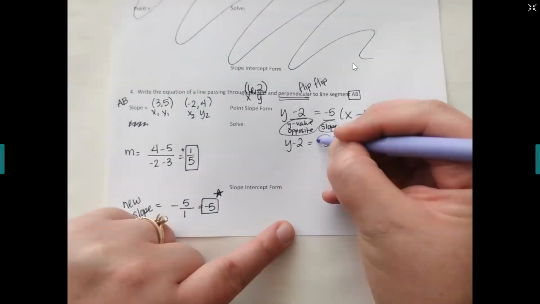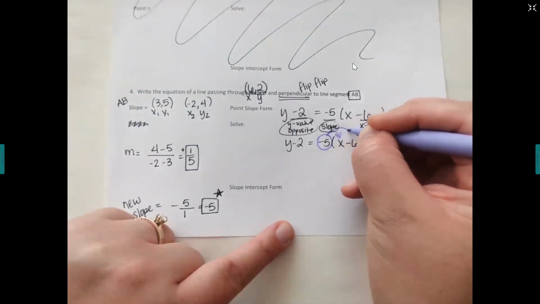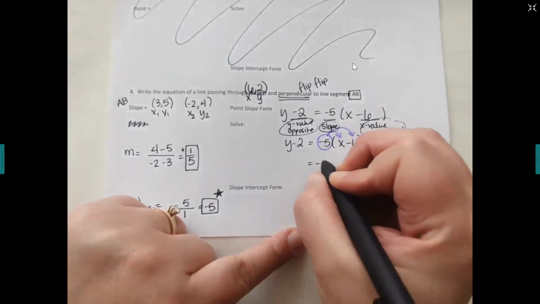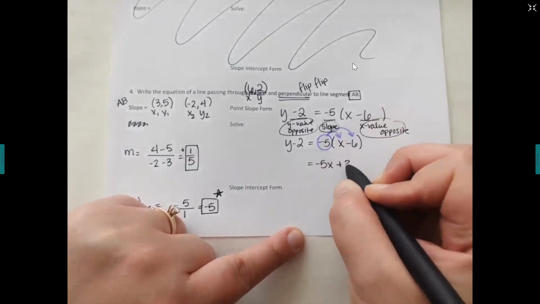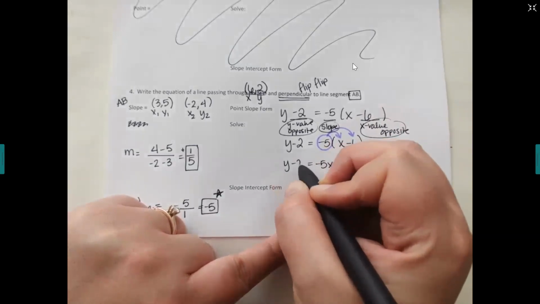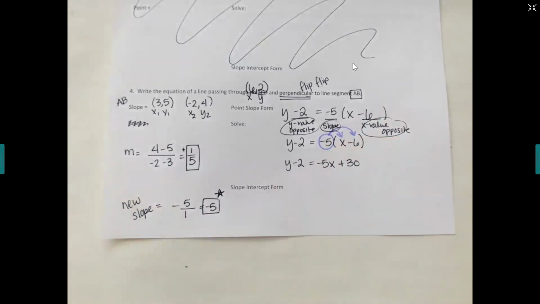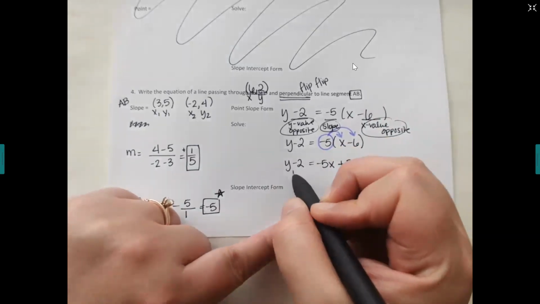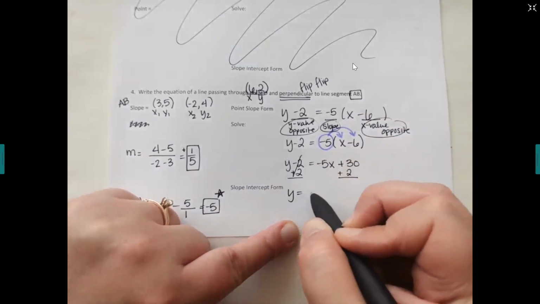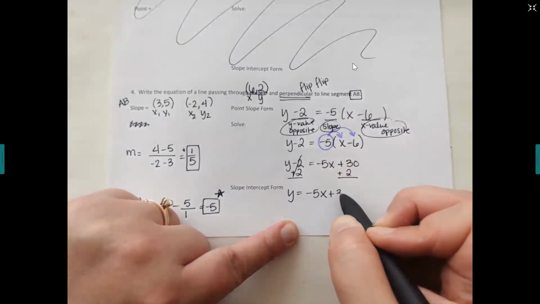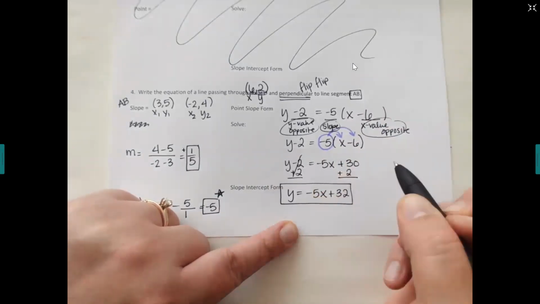From here, remember to solve it into y equals mx plus b, it's just going to take 2 steps. You're going to take the -5 from the outside and multiply it into the parentheses. So -5 times x is -5x. -5 times -6 becomes +30. Remember, you can do all those calculations simply in your calculator. Then from there, I'm going to add this 2 across. 30 plus 2 gives you y equals -5x plus 32. And that would be your final answer.